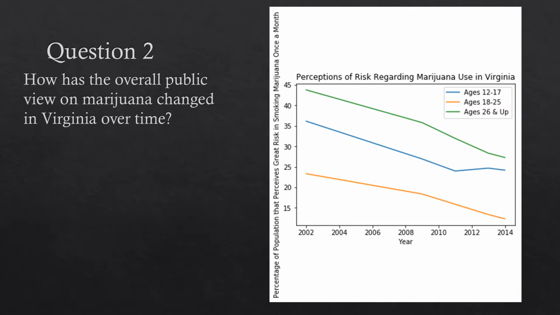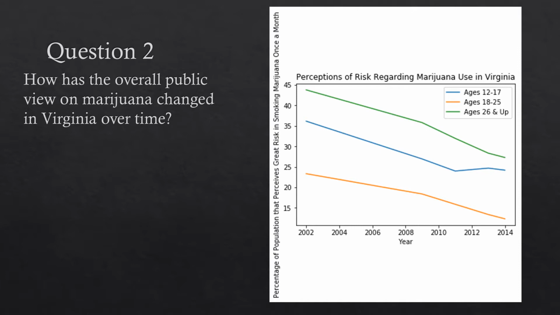The first thing that you notice in the graph is that consistently the age 26 and up group has held a higher perception of risk than the other two groups. The second highest risk has consistently been held by the 12 to 17 group, and the 18 to 25 age group has consistently held the lowest perception of risk of marijuana.